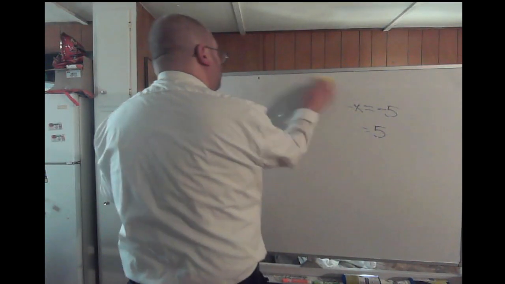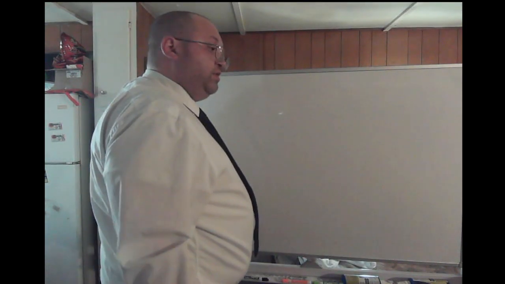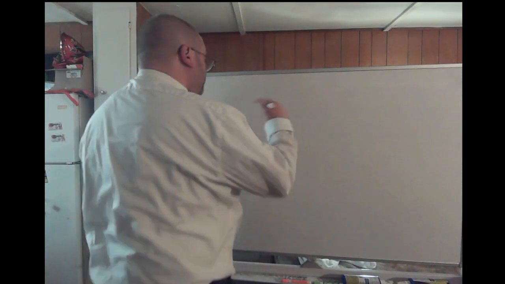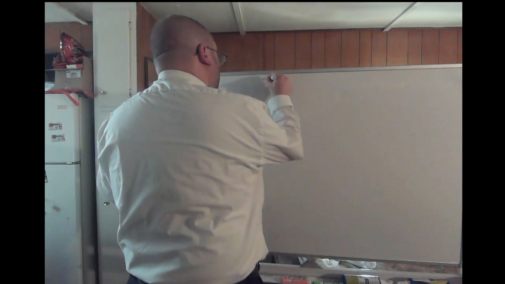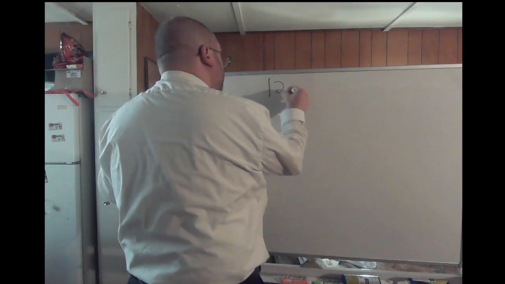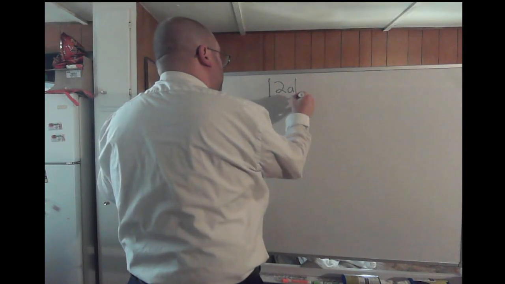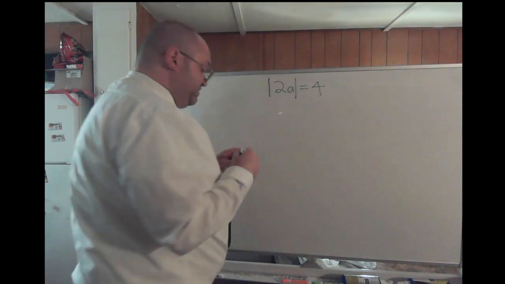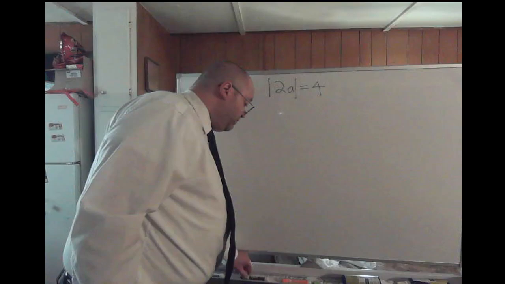Alright, so far these haven't been too bad, have they? We've dealt with negative absolute values. We've dealt with all kinds of stuff. Now, what if I gave you something like the absolute value of 2a equals 4? So we have the absolute value of 2a equals 4.